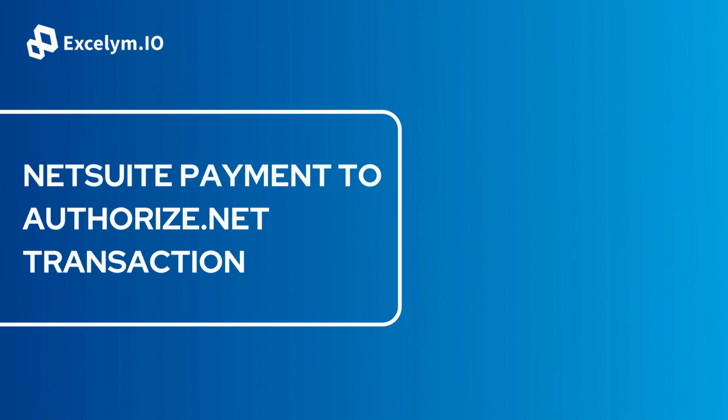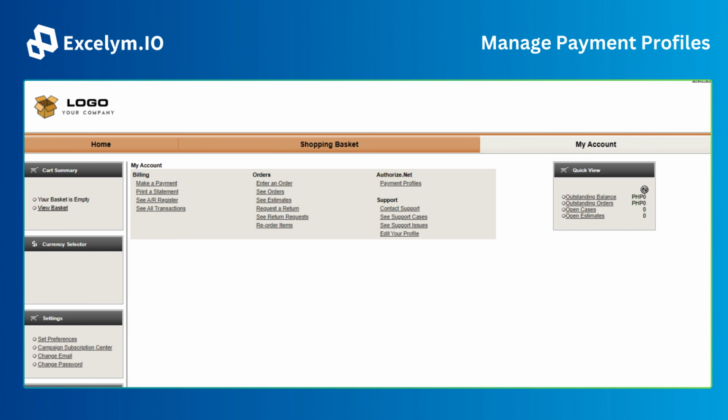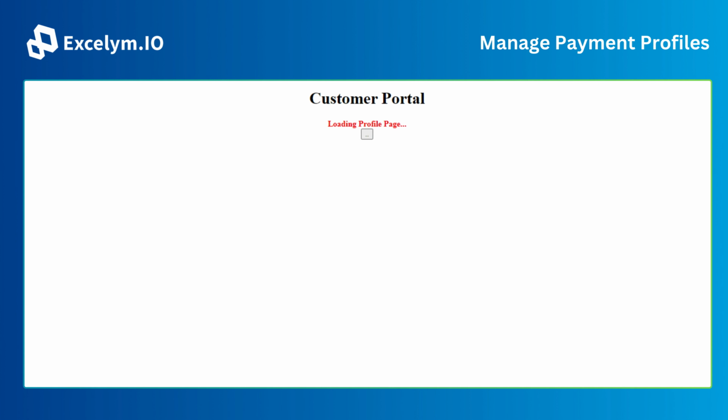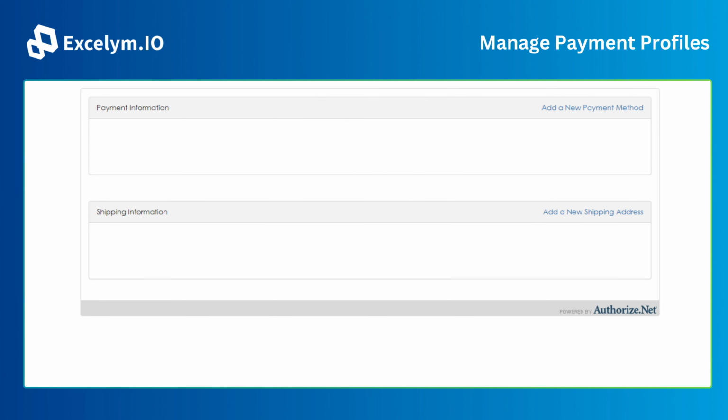After we have initiated the customer record integration, I will now showcase how to manage a payment profile in the NetSuite e-commerce web store. We head on to our NetSuite e-commerce page. Under the My Account tab, click Payment Profiles. You will be redirected to the Authorize.net customer portal, which shows the customer's payment information. Since we just created the customer record, there's obviously no entered payment information.